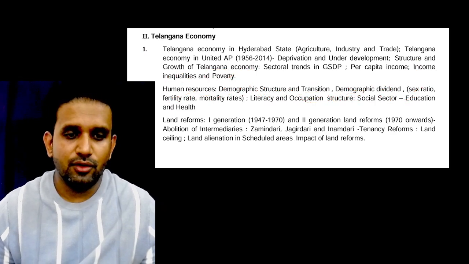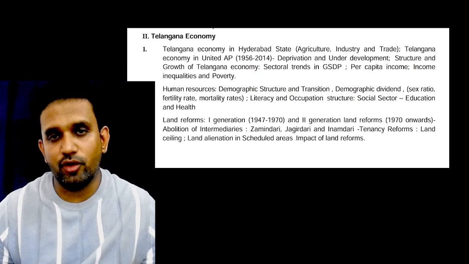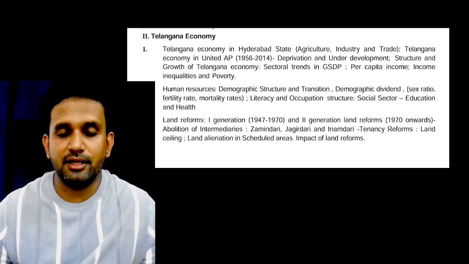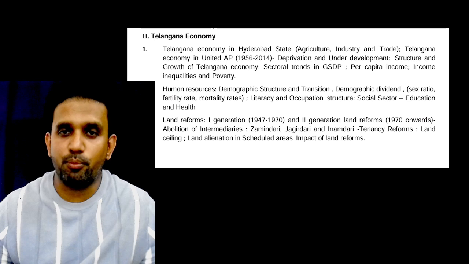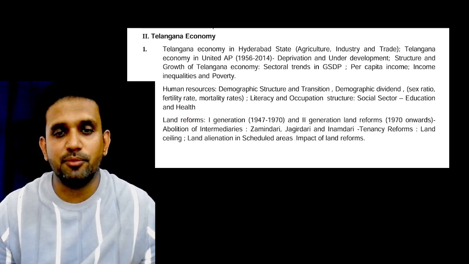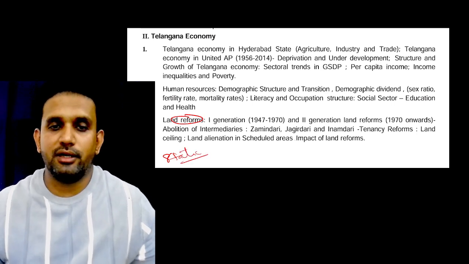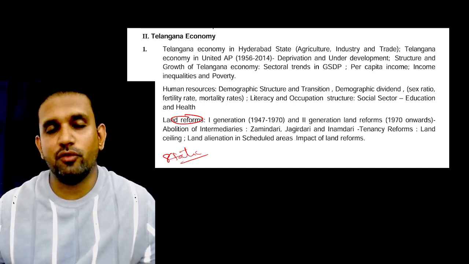Clear? Okay. So the first unit is all about the economy of Hyderabad state, the economy of Telangana in United AP. Then we'll talk about per capita income, then income inequalities, poverty. Then the second one is all about the population of our state. The third one is land reforms, the old static unit which you find in our complete syllabus, very static after polity. Polity is the only one which is always static. Now in economy, this is the unit which is always static.